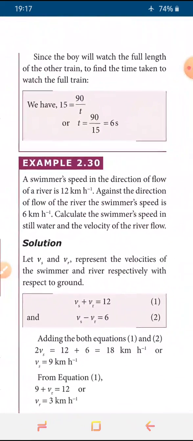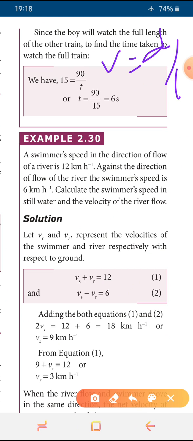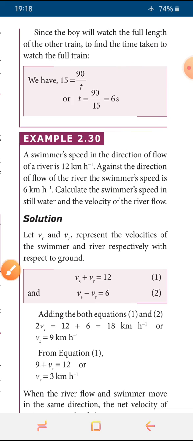Now we have the formula. The full length of the train is taken as 90 meters. What is the formula for velocity? V is equal to d by t. Here d is the length, 90, so time is equal to d by v. With the speed of 15 meter per second, 90 by 15 is equal to 6 seconds. This is the answer to this question.